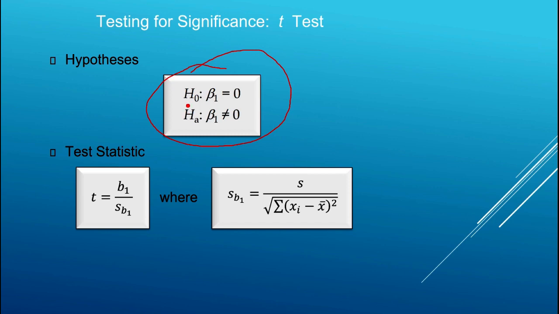The null hypothesis and alternative hypothesis are stated as a two-tailed test with this standard hypothesis test, where the null hypothesis is that beta 1 is equal to 0. In other words, the null hypothesis is that there's really no relationship between your x and y variable, that there's nothing to your model. That's your null hypothesis, nothing to your model.